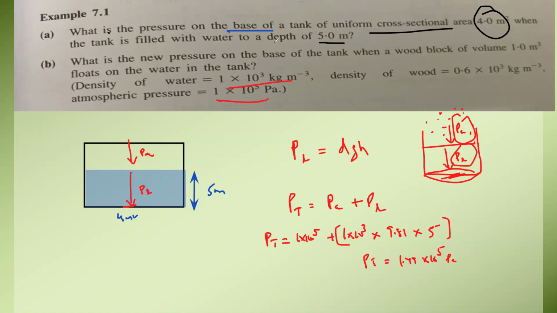Now, the next part, is it clear, Mohammed Furqan? Okay. The next part: what is the new pressure on the base of the tank when the wooden block of 1 meter cube floats on the water in the tank? So there's a wood of volume 1 meter cube, and the density of the wood is given to us. And the question is to calculate the new pressure.